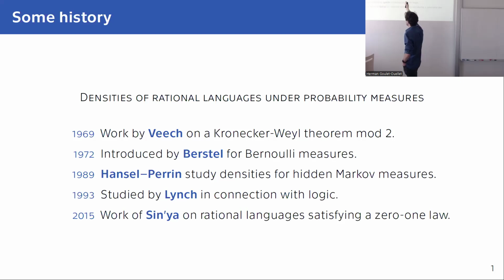Veitch is a dynamicist who studies ergodic theory, so his work doesn't have that much to do with rational languages. That's not his point of view. And Lynch is a logician. So this notion appears in a variety of different contexts, not only rational languages.